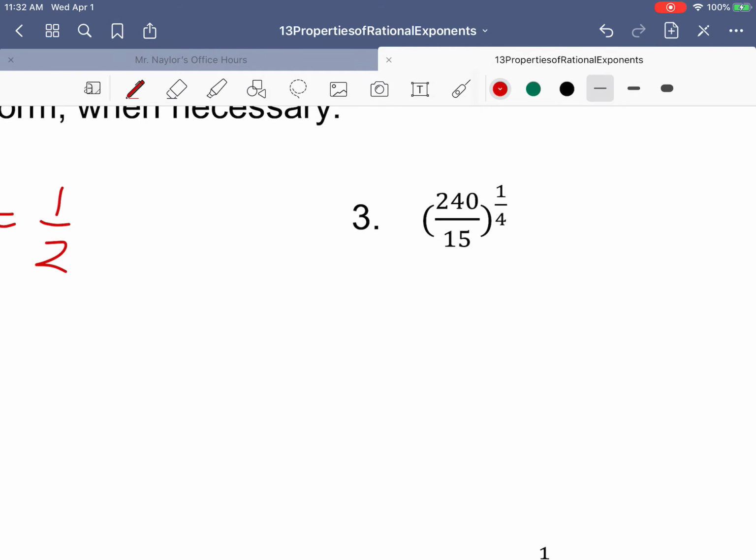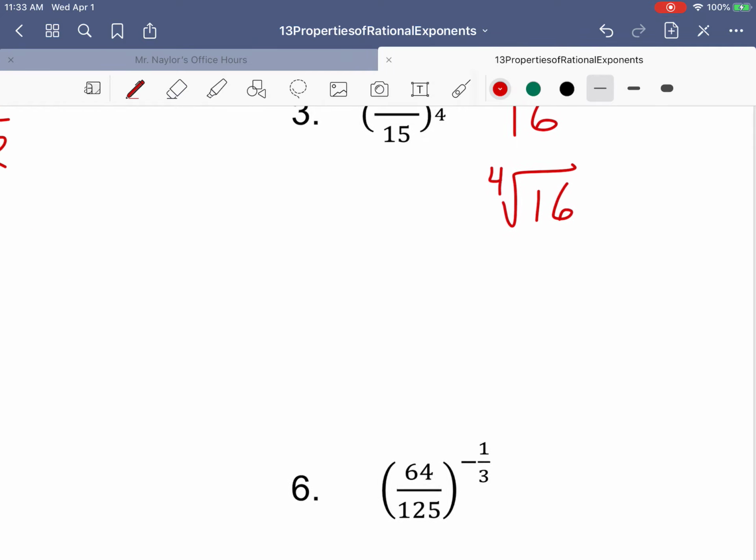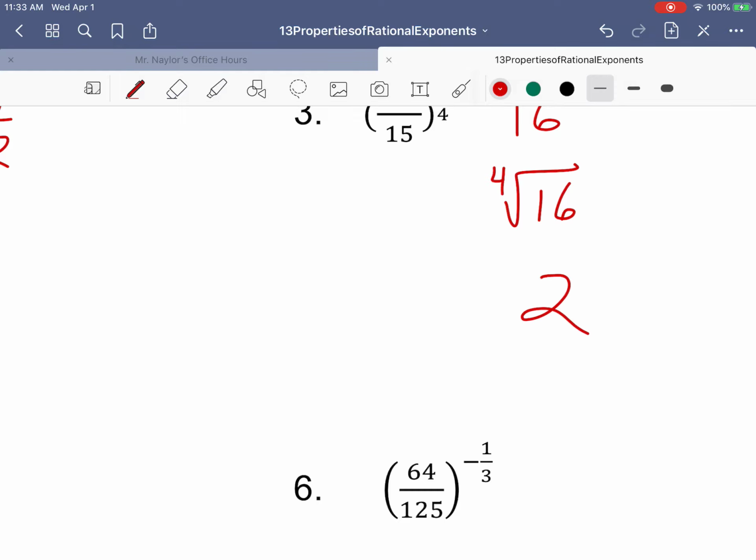With this problem, it might seem a little bit intimidating. The numbers are big. You don't know what this root, this exponent. Well, don't bring it in yet. Just actually divide 240 with 15. It turns out that if you divide those numbers, you get 16. And 16 to the 1/4 power is the same as doing the root of 16. Now, it's the fourth root, so you're looking for 4 numbers that multiply to be 16. That would be 2.